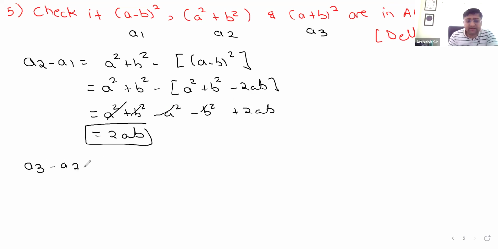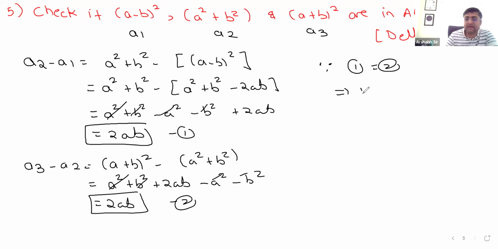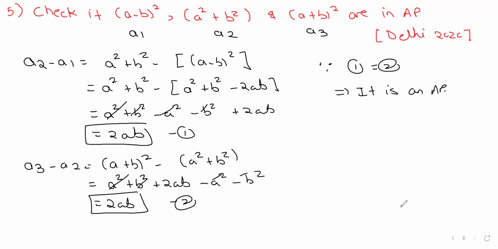Now we'll do third term minus second term. Rishik, right answer, very good beta. So third term minus the second term. (a plus b) the whole square is a square plus b square plus 2ab, minus a square minus b square. Cut, cut, cut, cut. यहाँ भी क्या आया? 2ab ही आया. So because both the differences are the same, we'll say since 1 is equal to 2, this implies it is an AP. Are all of you clear how to solve these type of questions? Yes or no? Yes, sir. Fantastic. ठीक है.